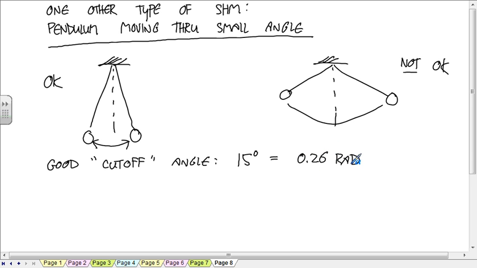And a cutoff is kind of a bad way to think about it, because what it really is, the results get better the smaller this angle is, and they get worse the bigger this angle is. But 15 degrees keeps the way we're going to calculate it within, I can't remember if it's within 1% of the correct answer or within 5%, but something like that.